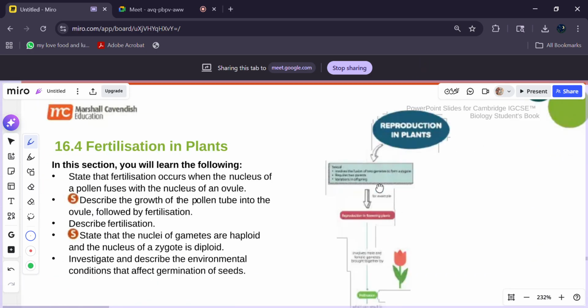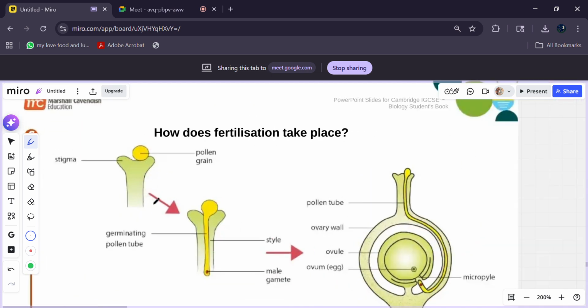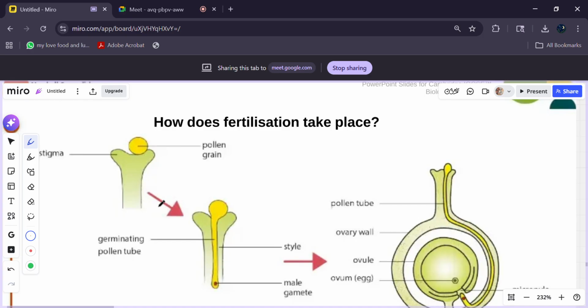Now we'll go to the final section, and this is considered the fertilization in plants. So, let's move on, how does fertilization take place? Fertilization is how plants produce their offspring, or the zygotes.